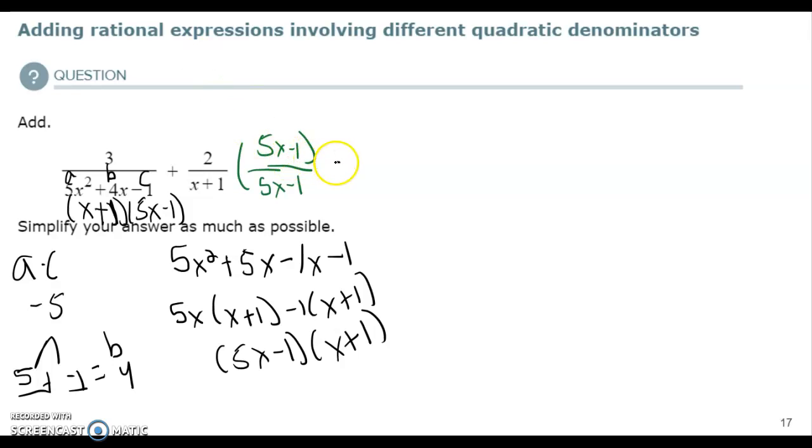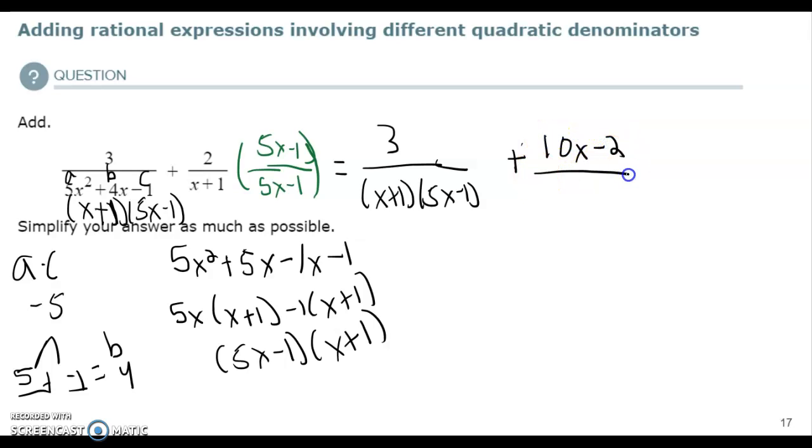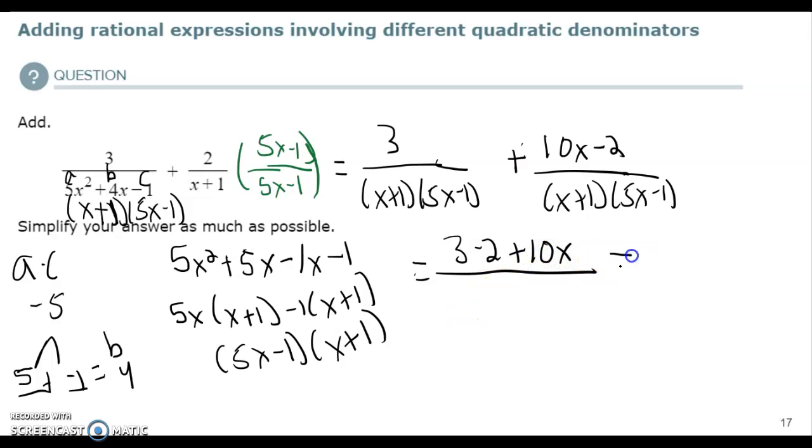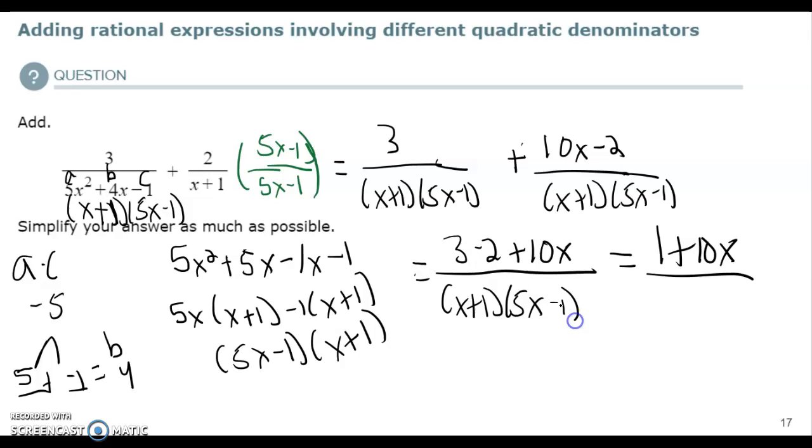So we're going to go ahead and rewrite this. 3 over a common denominator, and then I can distribute the 2, so 10x minus 2 over the same denominator. And then when I add across, I end up with 3 minus 2 plus 10x. Which, if I just finish my numerator, it's 1 plus 10x. And then my denominator stays what it has been. Okay, good job. This is all for skill 6.